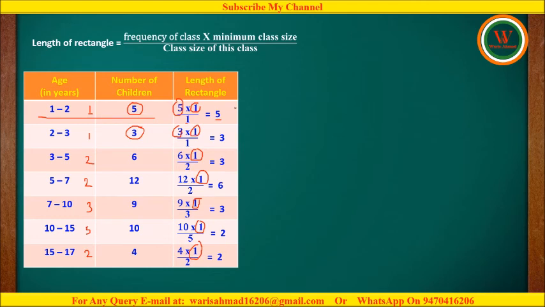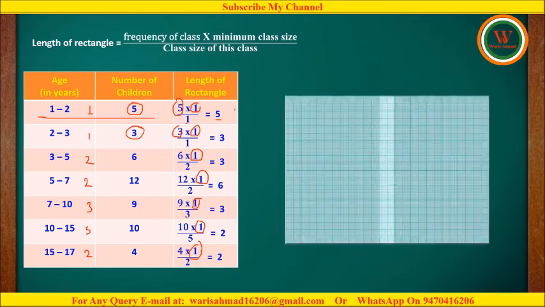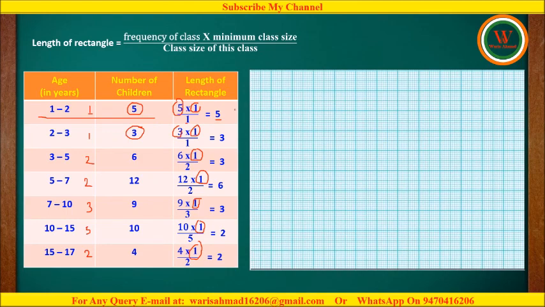Now let us see how to draw the histogram of the given data. First of all, we have to take a graph paper. On this graph paper, we will draw the x-axis. So this horizontal line is representing the x-axis. Then we will draw the vertical line, that is the y-axis. After that, we will label the x-axis and the y-axis.